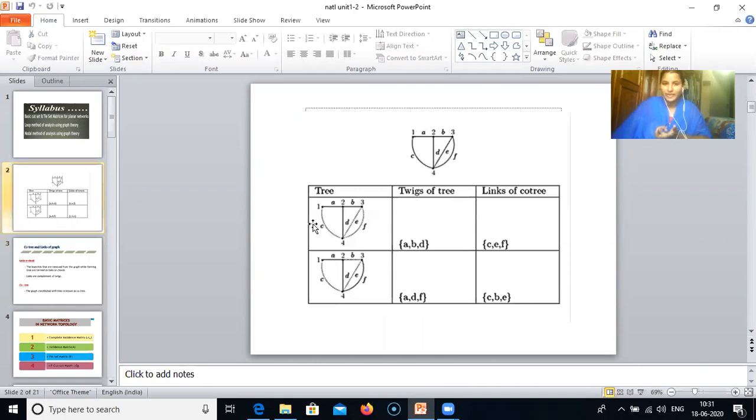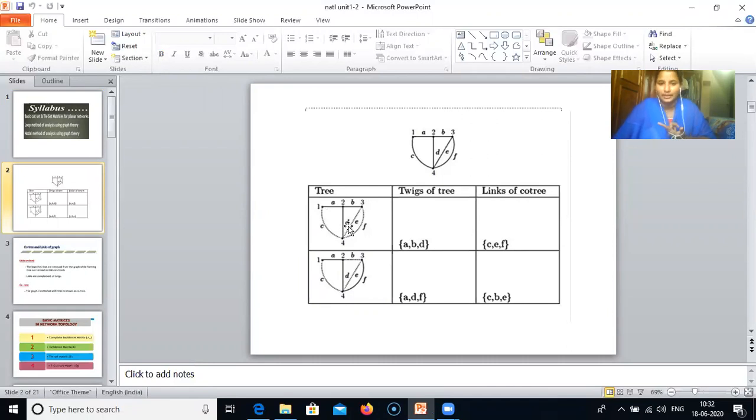This is the first graph and twigs of a tree. So what are the twigs? I'm taking the tree. This is one, two, three. These are the twigs of a tree: A, B, D. And the remaining are called the core tree. The branches of a core tree are called the links. Tree means the one that does not have open loops and it will have the same number of nodes as the main graph. So the twigs here are A, B, D.